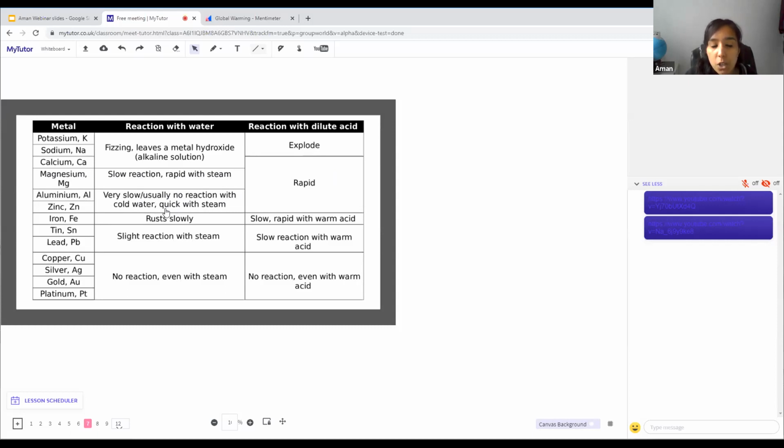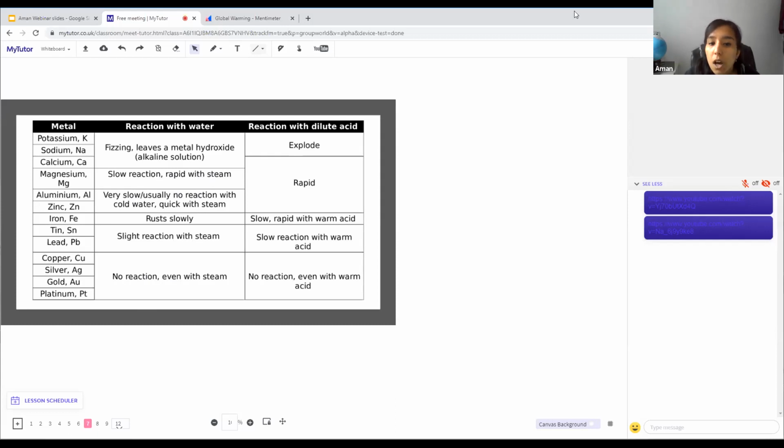So hopefully you can see a trend. What's going on as we go down the reactivity series is that it starts off with cold water being very reactive with the first few metals. And then as we go down, cold water becomes less and less reactive, but steam is the most reactive until we get down to platinum, gold, silver, and copper, which will have no reaction even with steam. So these metals are unreactive even with steam.